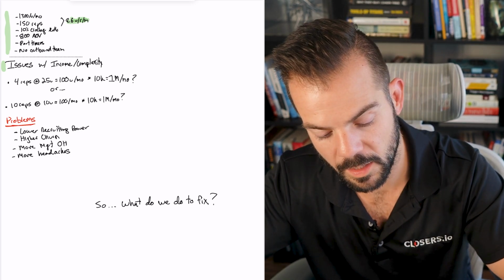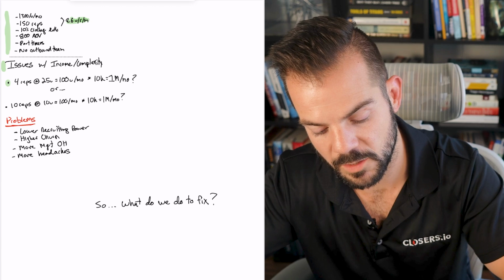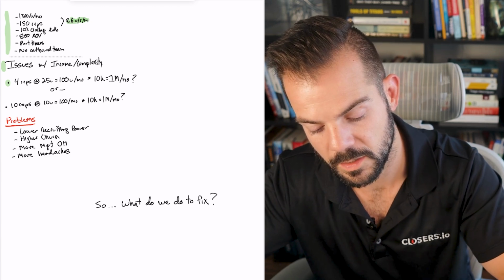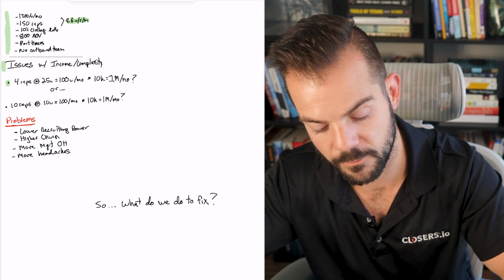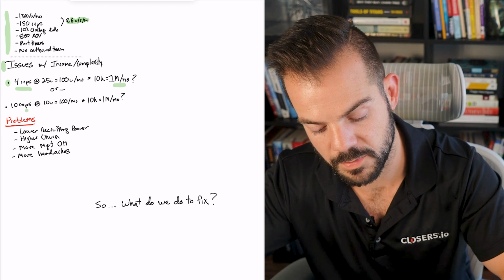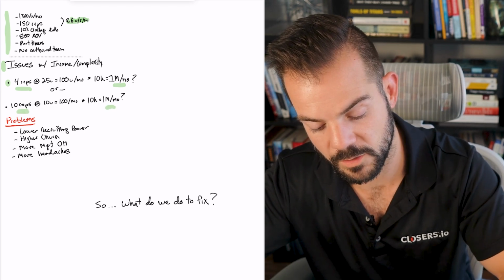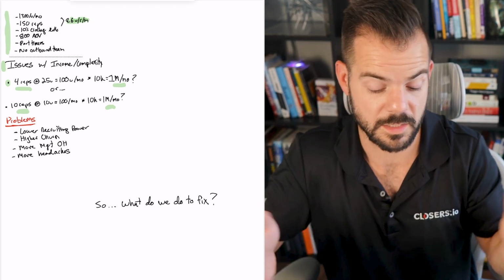Would you rather have 4 reps, in a hypothetical example, at 25 units a month per rep, so a total of 100 units, at a 10K product, doing $1 million a month? So easy way to say it: would you rather have 4 reps to do $1 million a month, or would you rather have 10 reps to do $1 million a month, right? Would you rather have 4 reps doing 25 units a piece at 10K or 10 reps doing 10 units a piece at 10K? Hey, it's the same amount of money, right?